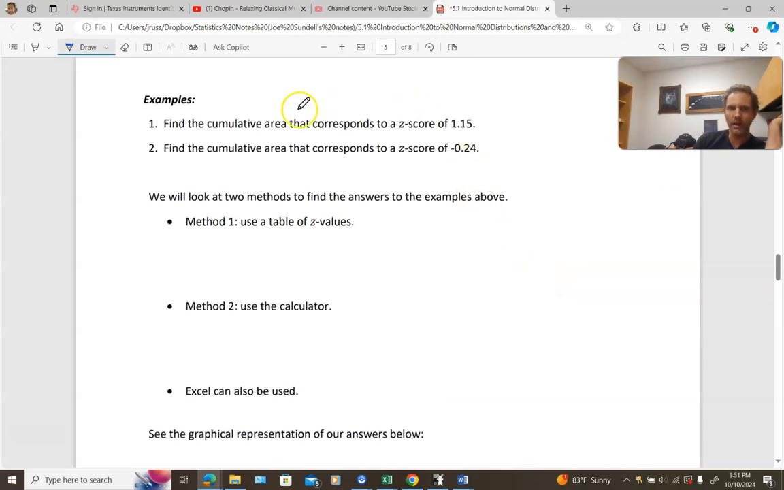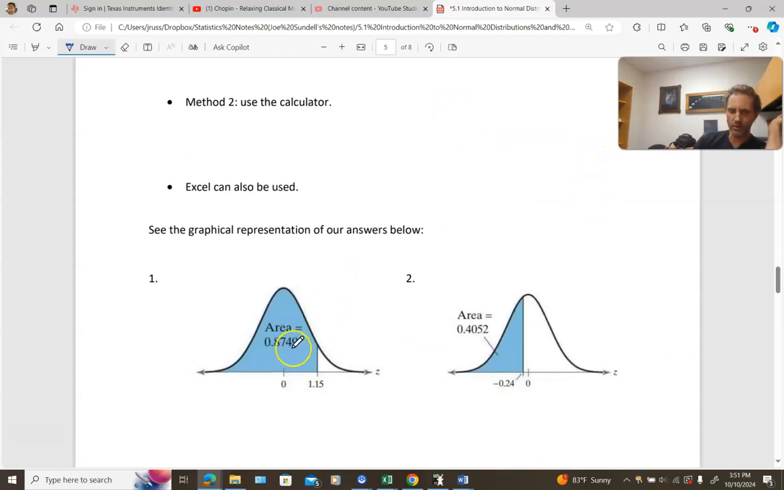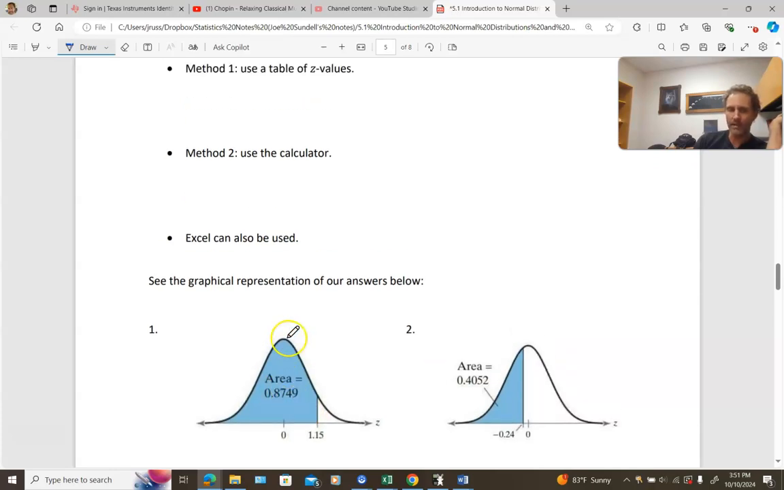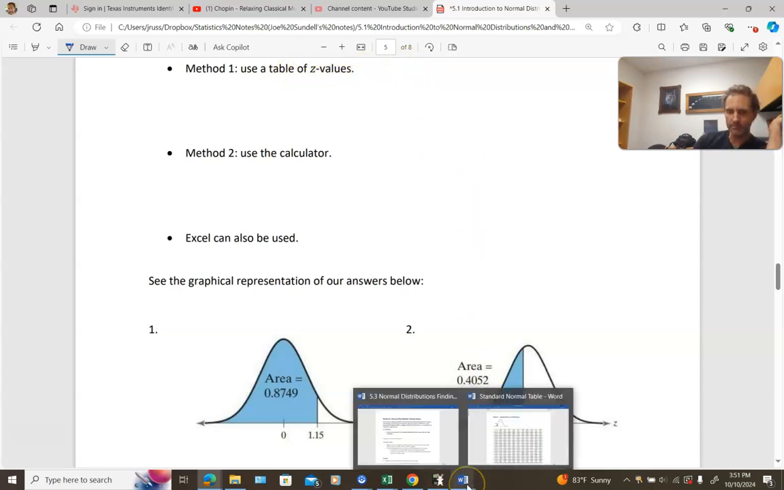Let's try to find the cumulative area that corresponds to a z-score of 1.15. So in other words, 1.15 would be about right here. It's 1.15 standard deviations above the mean. So how much area is to the left? Well, it tells us, but if we had to find it ourselves, we could use the table. So I'll show you that again.